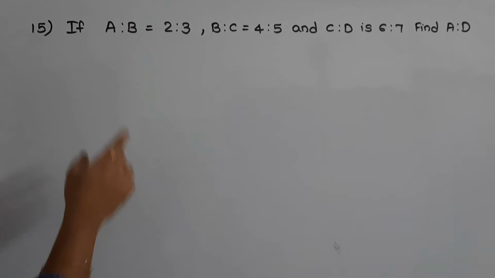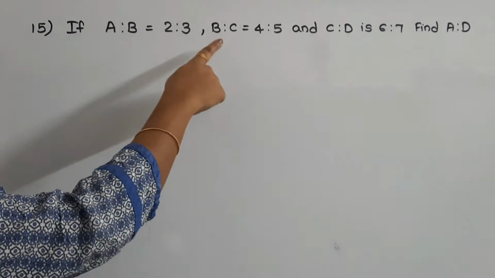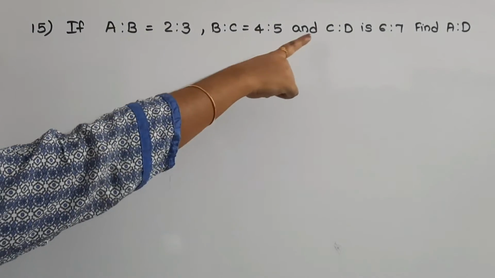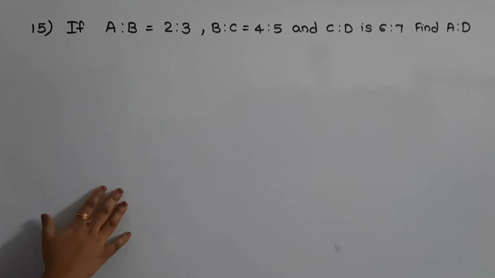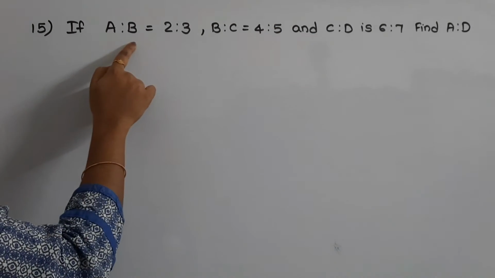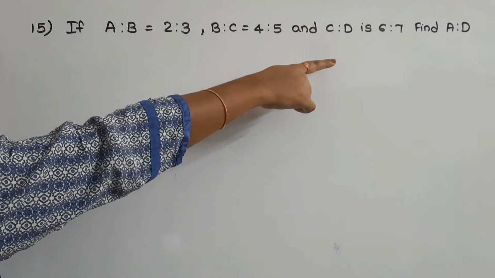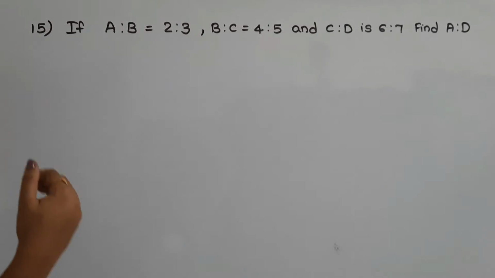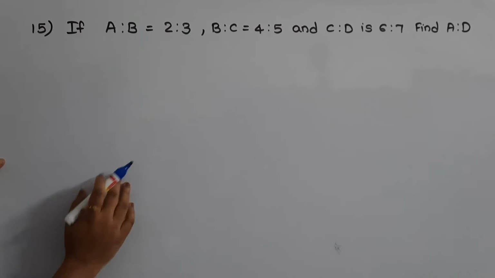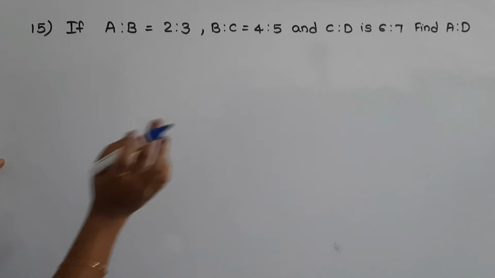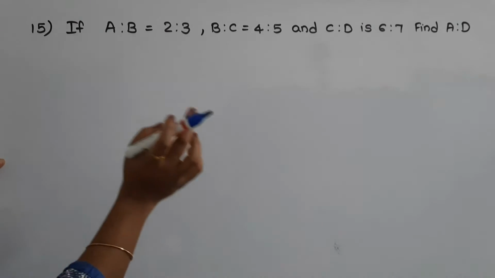The next question is, if A is to B is 2 is to 3, B is to C is 4 is to 5 and C is to D is 6 is to 7, find A is to D. So, in this question they have given the ratio of AB, BC, CD. We need to find out the ratio of A and D. So, for that let us find out the ratio of A, B, C and D. That is A is to B is to C is to D.